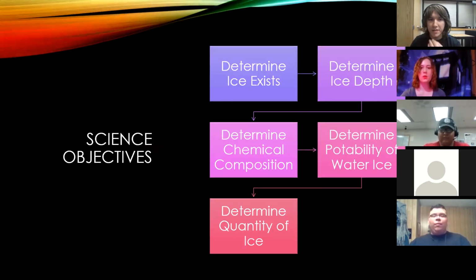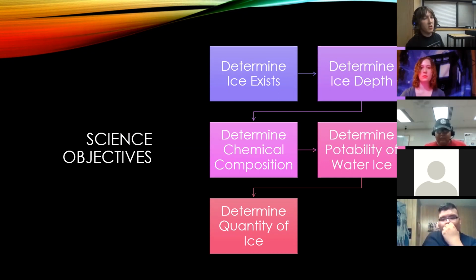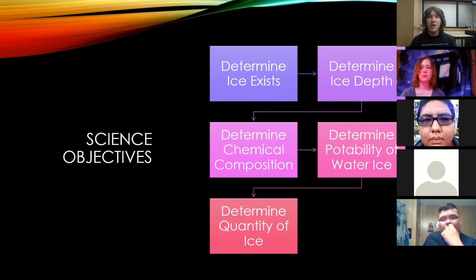So for our science objectives, we needed to determine ice exists. We need to determine the ice depth. We need to determine the chemical composition of the ice. Is it H2O or CO2? And we need to determine the potability of water ice, if it is water. And we need to determine the quantity of ice. These are important because this ice is a candidate for feedstock for future Mars manned missions.